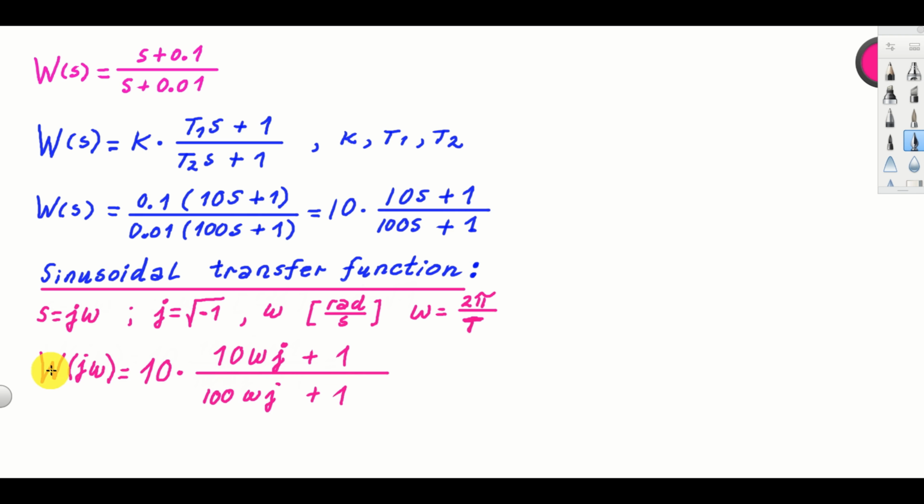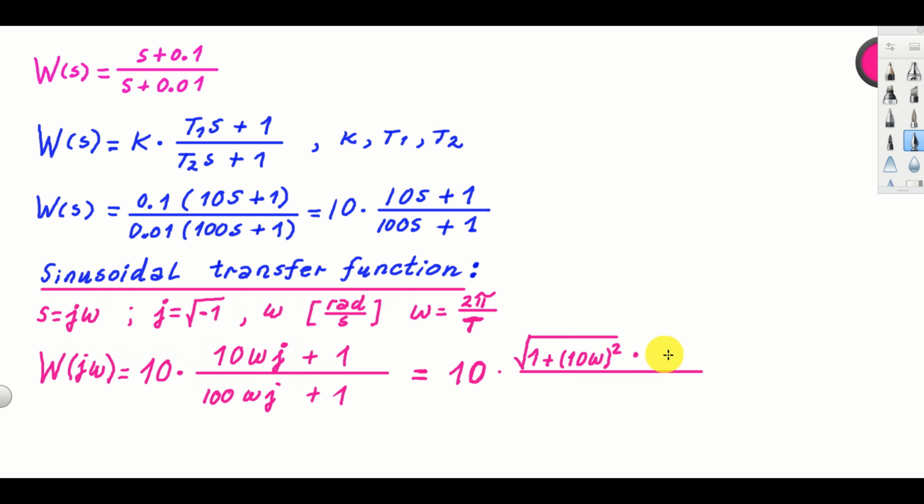The next step is to transform the sinusoidal transfer function into the polar form. Let's do it. We can do that since this transfer function is a complex number. So the gain remains the same, and over here we need to transform the complex number in the numerator to a polar form. The polar form looks like this. The magnitude or the modulus of the complex number is the square root of the real part squared, that is 1 squared, which is 1, plus the imaginary part squared. The imaginary part is 10 omega and we need to square it.